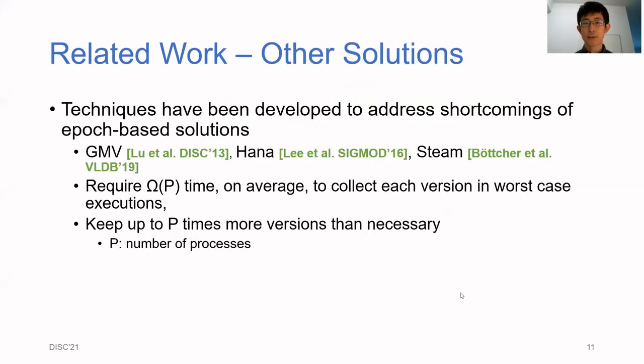To deal with the drawbacks of epoch-based collection, several techniques have been proposed that are able to reclaim intermediate versions. These are GMV, HANA, and Steam. However, in worst-case executions, these techniques require at least Ω(P) time to collect each version, where P is the number of processes, and we are aiming for constant time on average. Also, they might keep around P times more versions than necessary, and we are aiming for roughly a constant factor more.